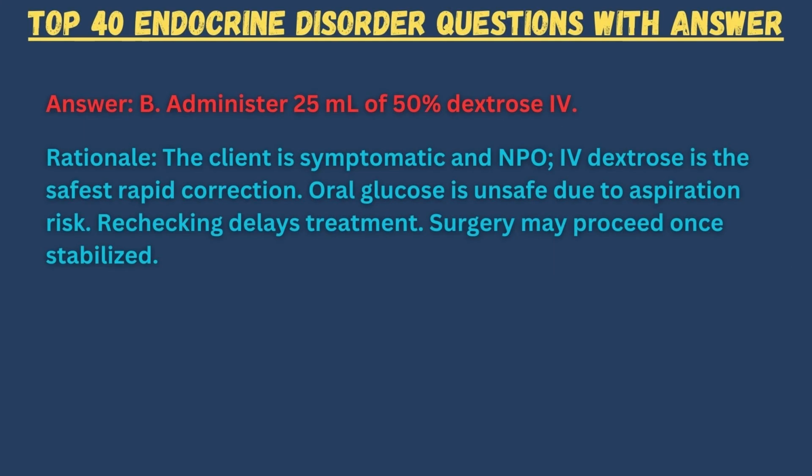Answer. B. Administer 25 milliliters of 50% dextrose IV. Rationale. The client is symptomatic and NPO. IV dextrose is the safest rapid correction. Oral glucose is unsafe due to aspiration risk. Rechecking delays treatment. Surgery may proceed once stabilized.